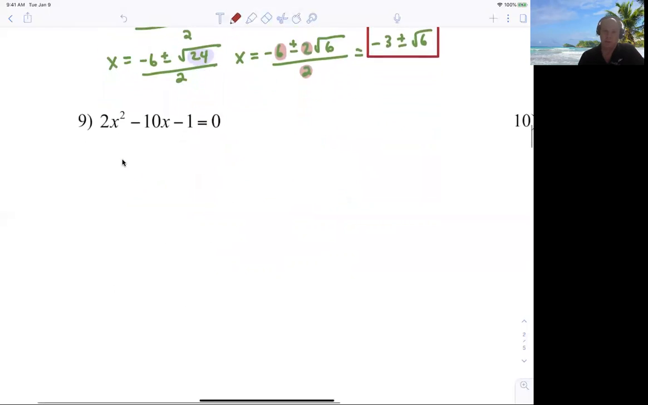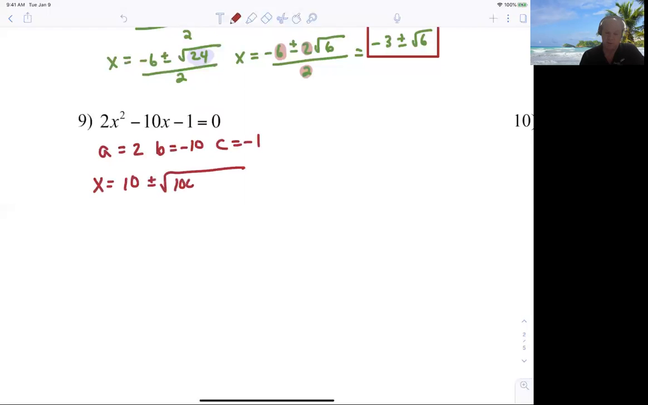Now, occasionally you might want to just pause the video, see if you can do it on your own, and then restart the video and see if you're getting the same thing as I am. So number 9, a equals 2, b equals negative 10, c equals negative 1. x equals negative 10, which is 10, plus or minus negative 10 squared is 100, minus 4 times 2 times negative 1, all over 2 times 2.